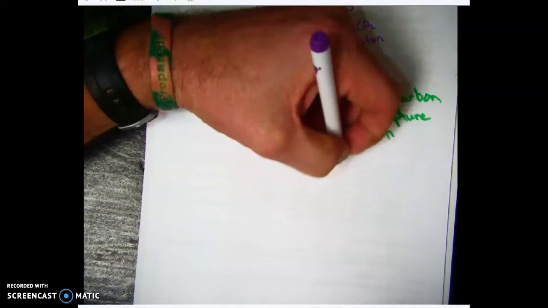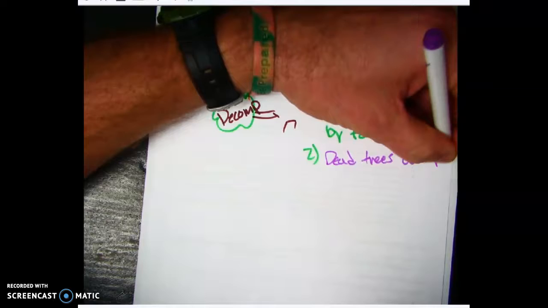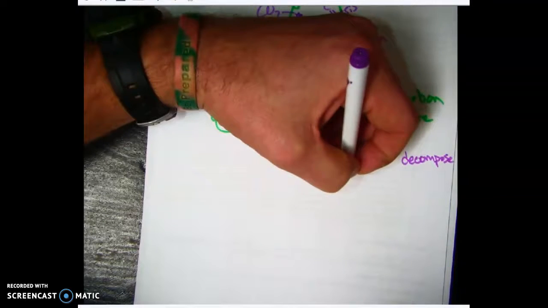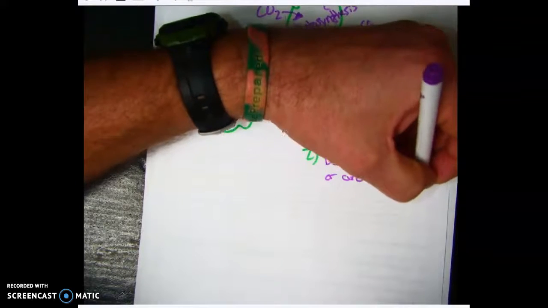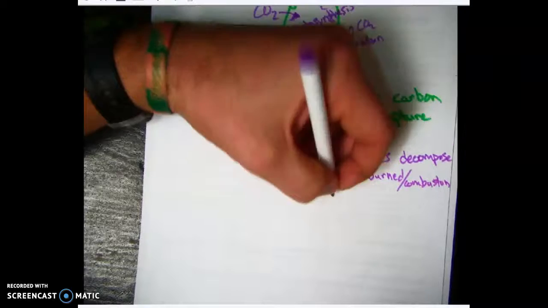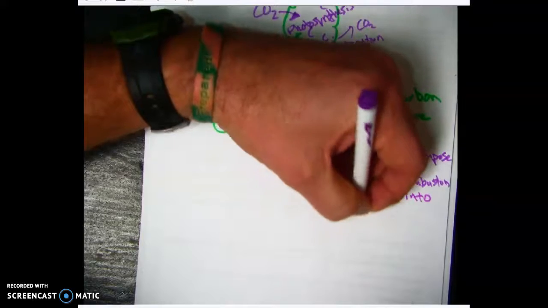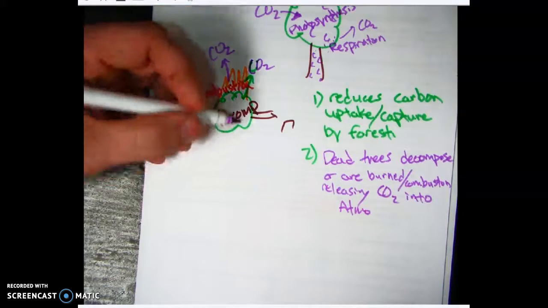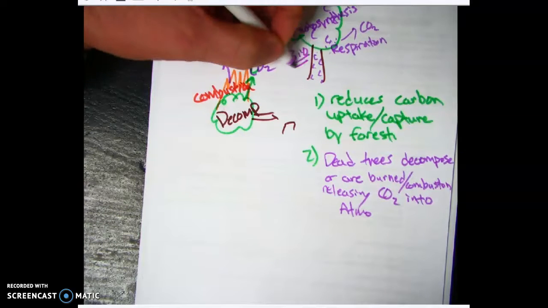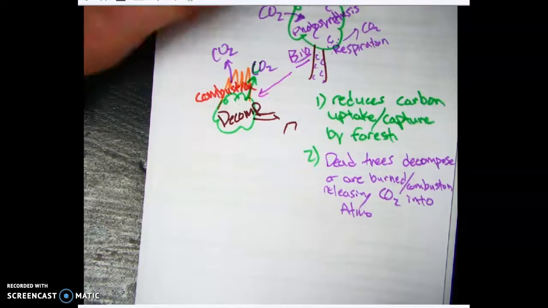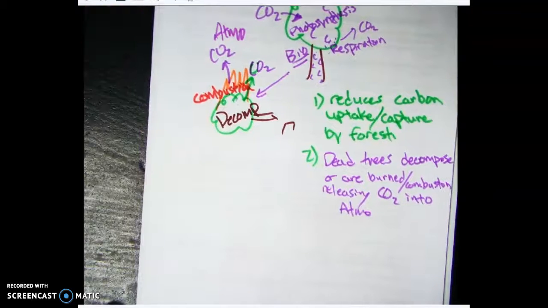So dead trees decompose or are burned, combustion, releasing CO2 into the atmosphere, right? So we were in biosphere here, in the living tree, we cut down the tree. We're now going to go through one of these two processes and release it into the atmosphere, all right?